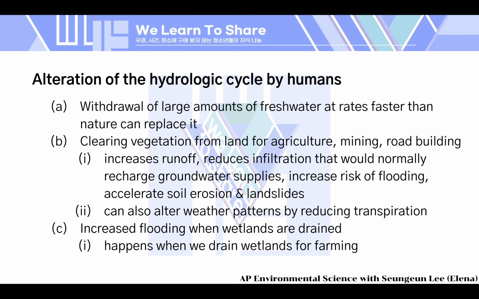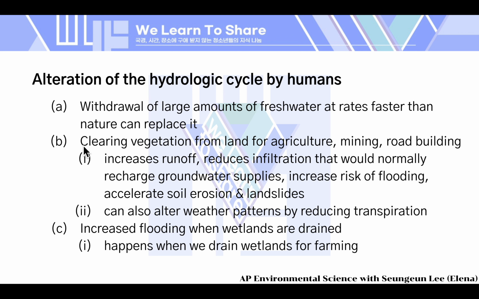However, there are some bad things happening in this world, because there's an alteration of the hydrologic cycle, which should be powered by solar energy and by evaporation, precipitation, and transpiration. All of this should be done naturally, but it's altered or impacted by human activities. And there are three ways. First is humans' withdrawal of large amounts of fresh water at rates faster than nature can replace it, because we need to use fresh water for many, many things, like drinking. So basically humans excessively withdraw fresh water faster than the natural rate at which nature can replenish it, and this could alter the hydrologic cycle.